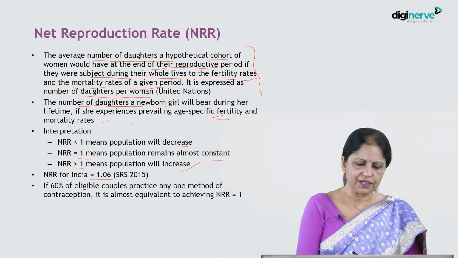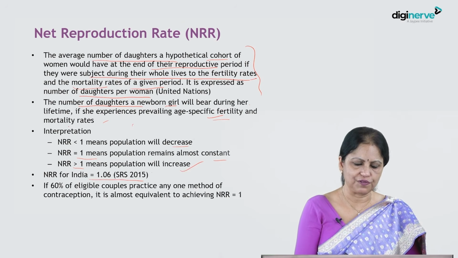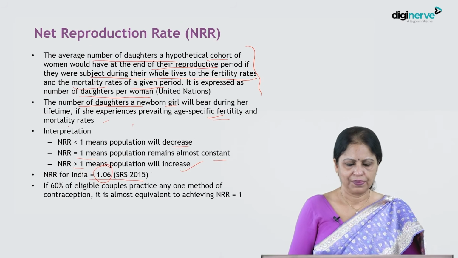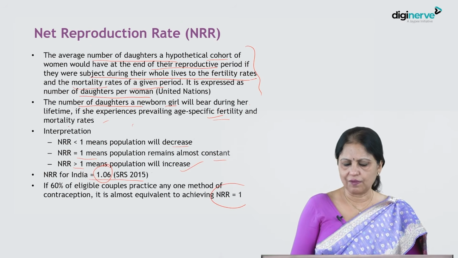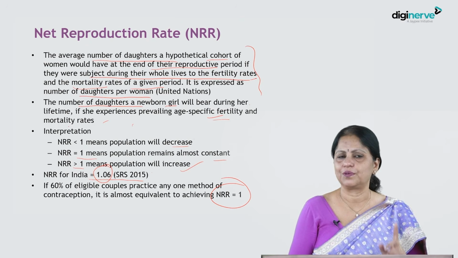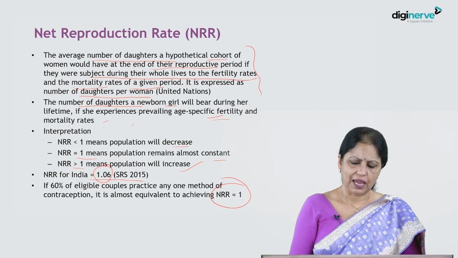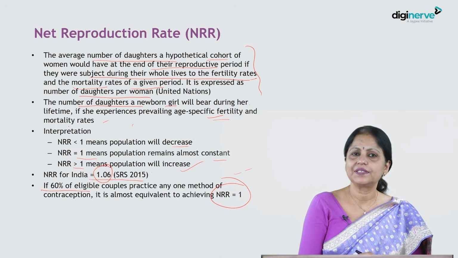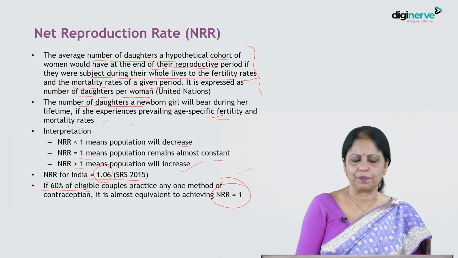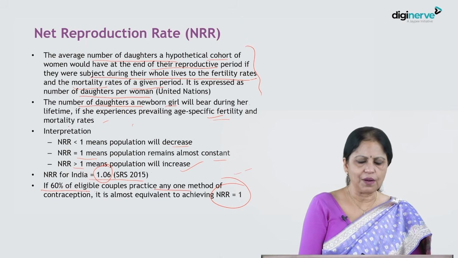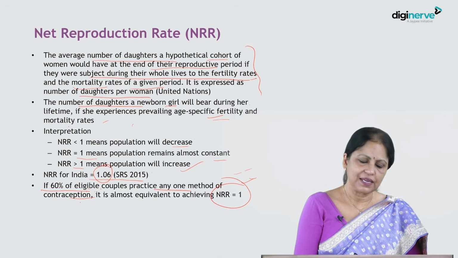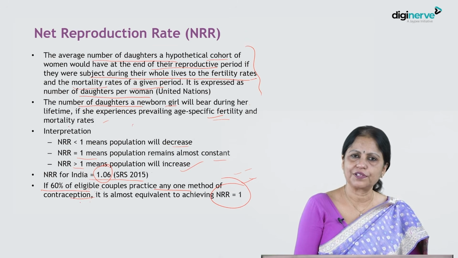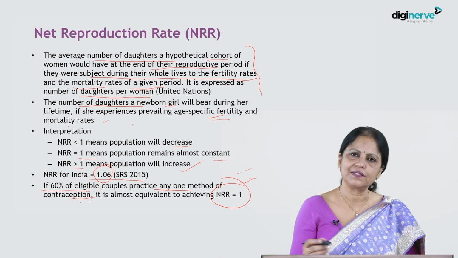So NRR for India as per SRS 2015 was 1.06. So this is again what we want to achieve, NRR equal to 1. And how can we achieve this? It has been calculated that if 60% of eligible couples practice any one method of contraception, then we will achieve this. Eligible couples and methods of contraception I will discuss in another session on family welfare.